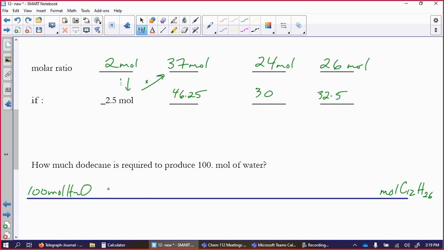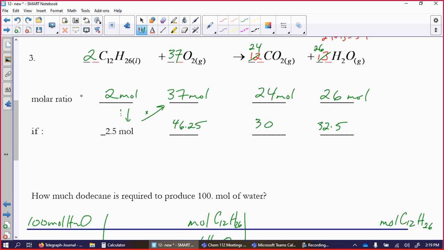would we need? If you wanted to make 100 moles of water, each mole is 18 grams, so to make 2 liters of water vapor, give or take, no, a little less than 2. We set everything up. What do we want? Moles of C12H26, moles of water. We go back to our mole ratio.